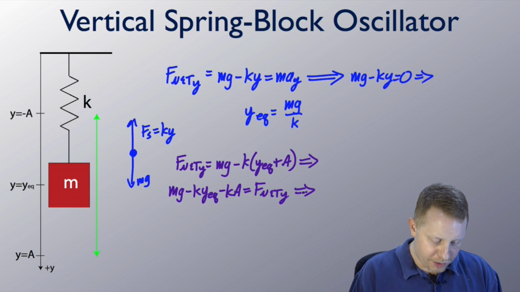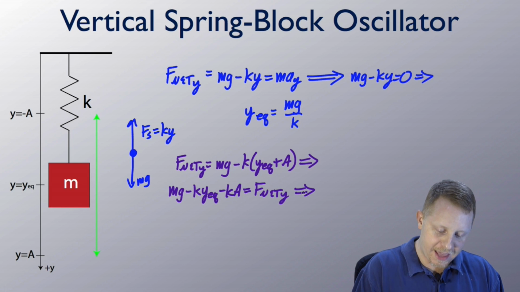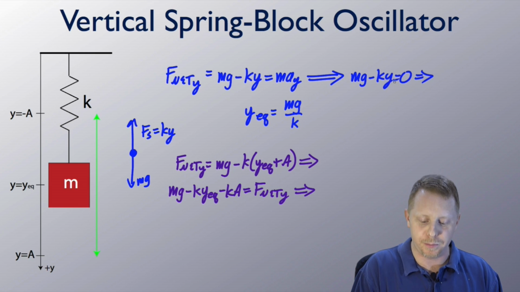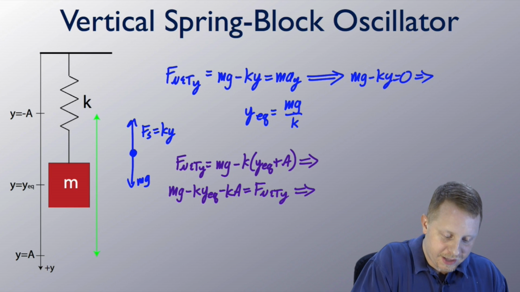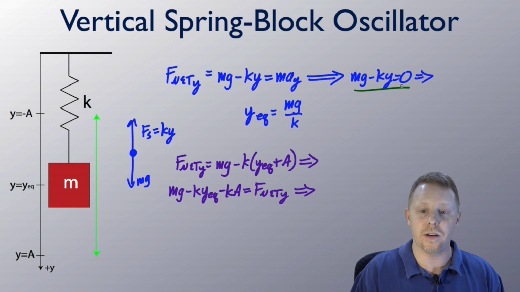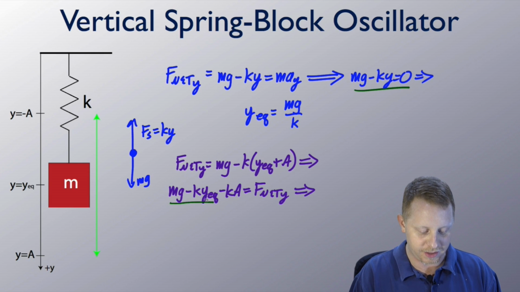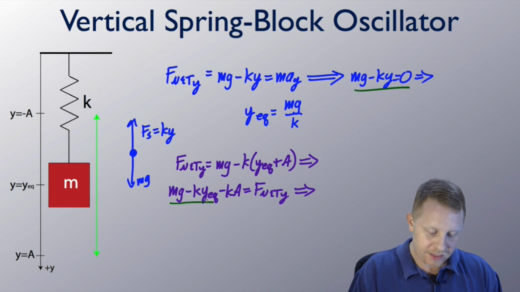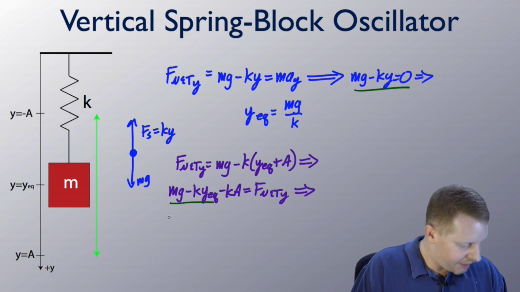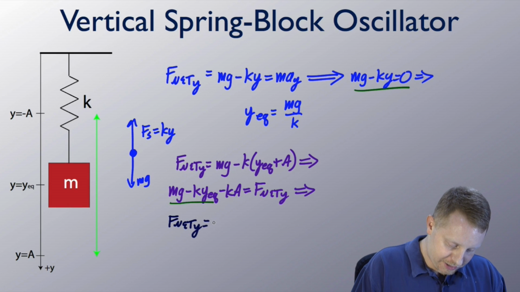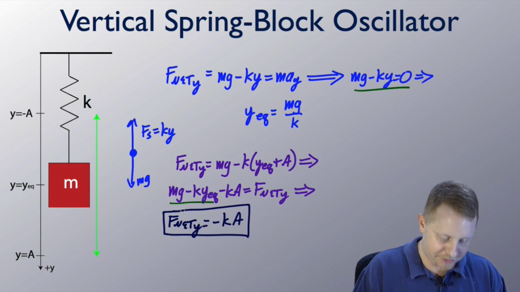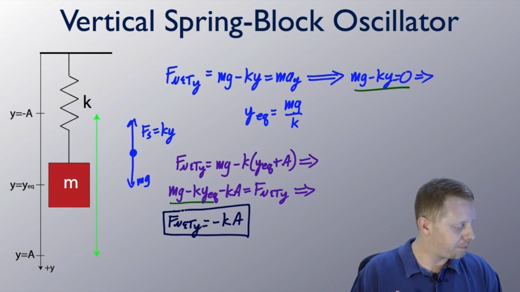But now if we look up here, we already know that mg minus ky at equilibrium equals 0. Well, if mg minus k y equilibrium equals 0 up there, we can replace mg minus k y equilibrium down there with 0. Therefore, what we come up with is that the net force in the y direction is just equal to minus kA, minus k times that amplitude, times that displacement.